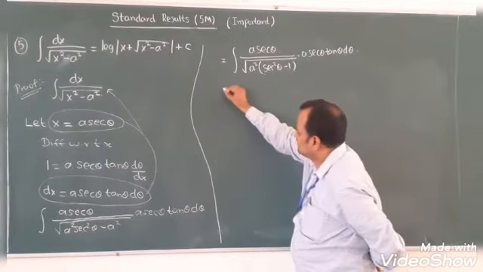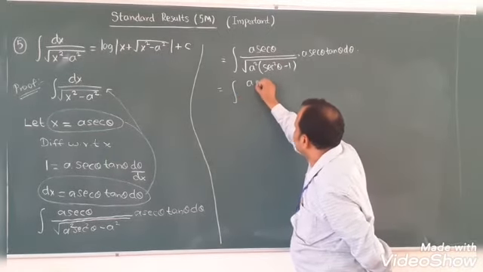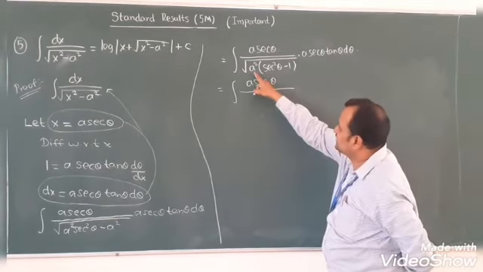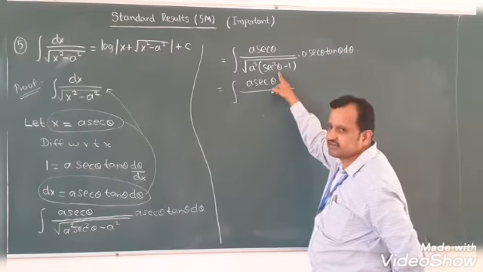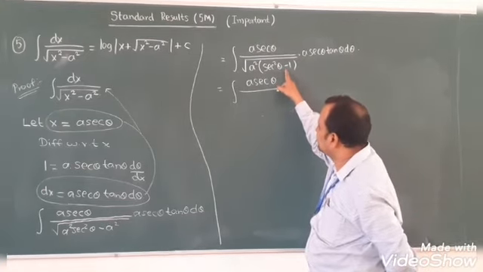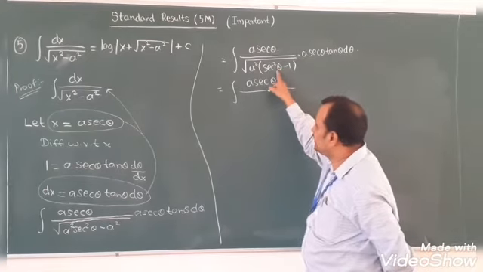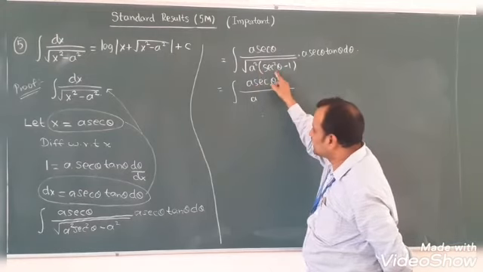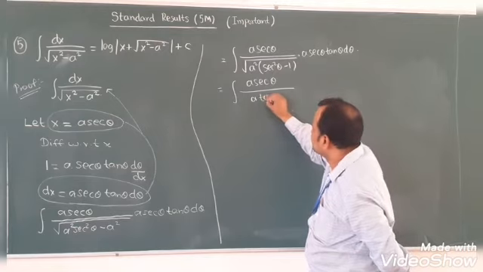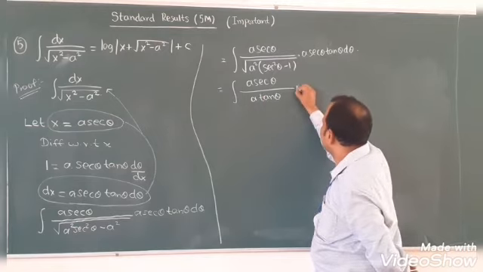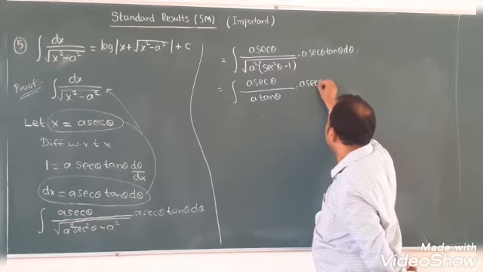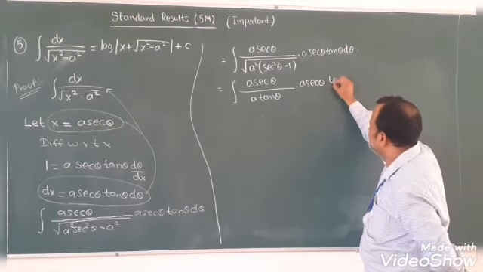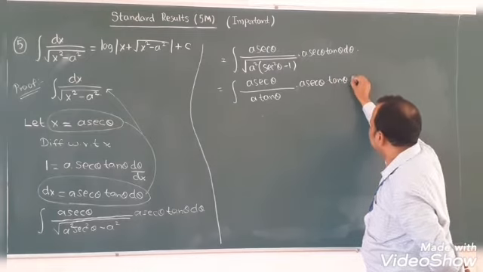Or you can see here, this we can write as secant theta divided by, now a square, and this is nothing but secant square theta minus 1, which is tan square theta. So it is inside the square root. If it is coming outside, you will get a from here and tan from here. This I can say tan theta. Here I can say a secant theta tan theta d theta.